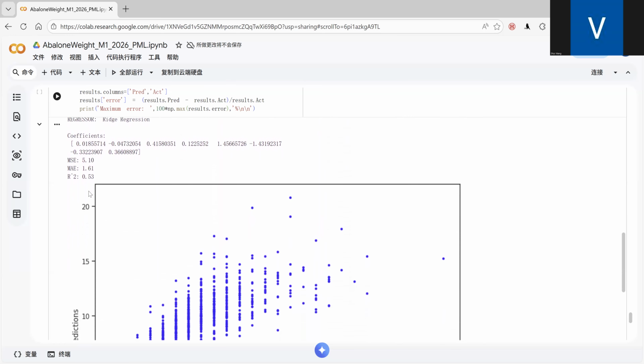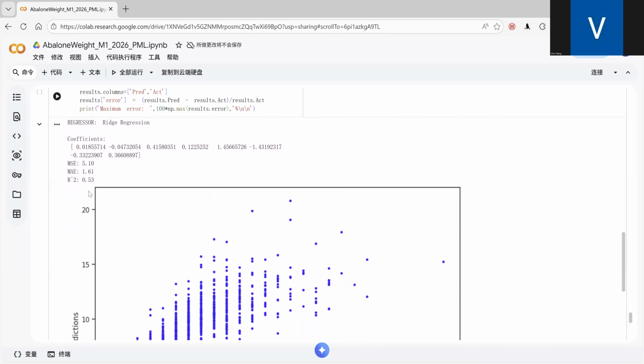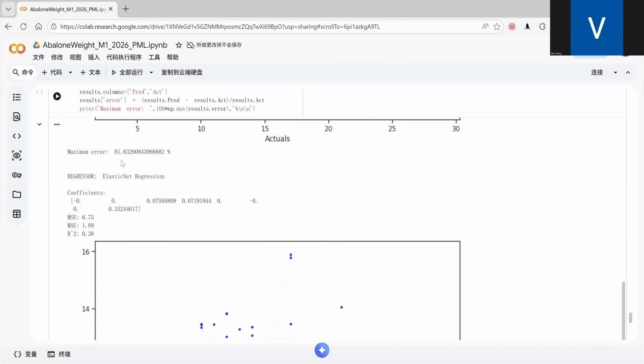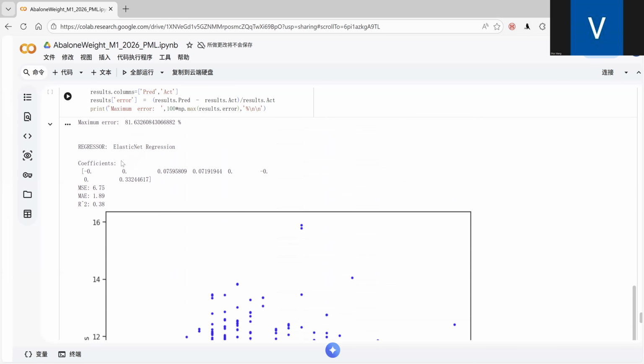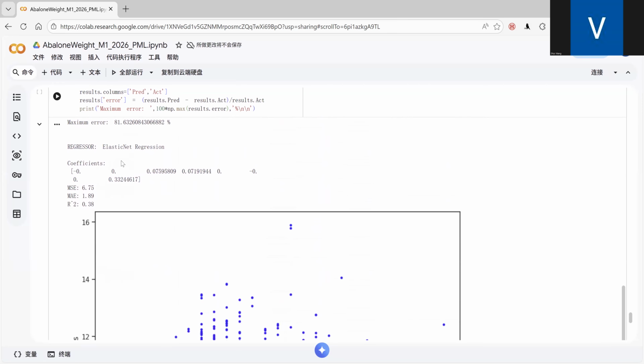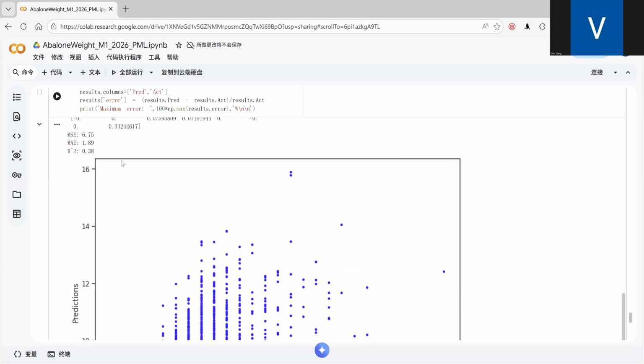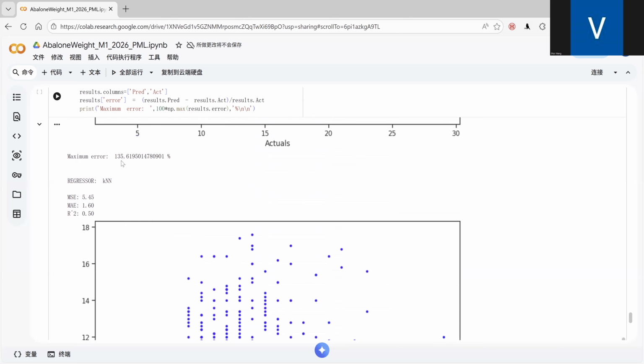And then we're going to the ridge regression. Okay, also the best one. Its R square is about 0.53. The error is similar to MLR. This one is elastic net regression, and it performed not so good, but not so bad.